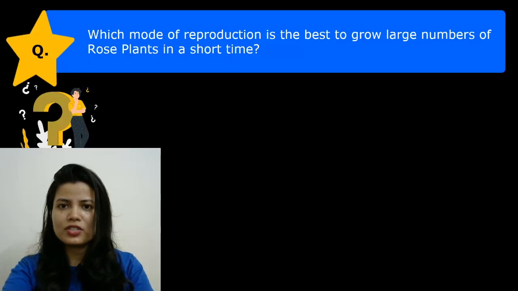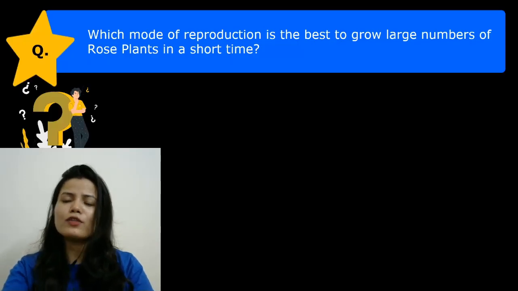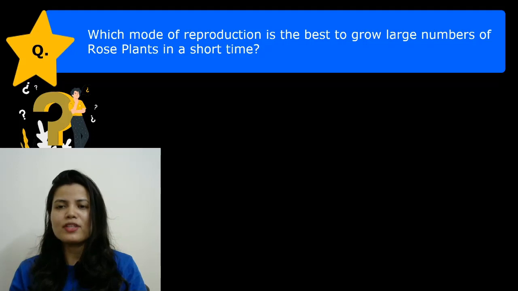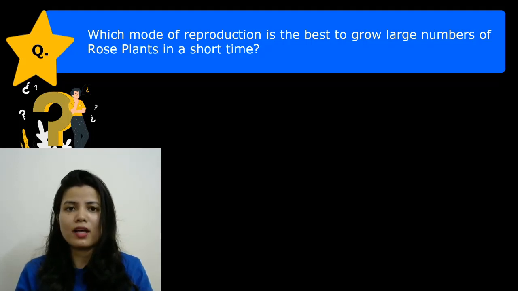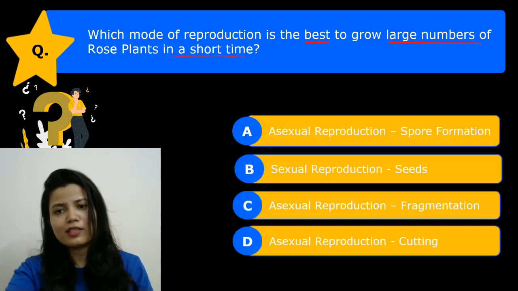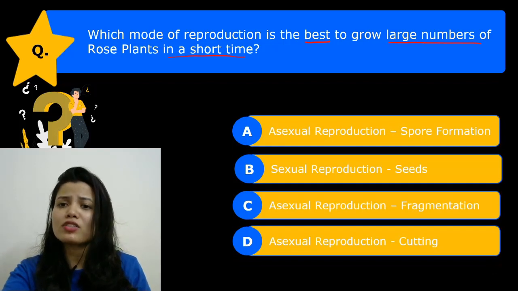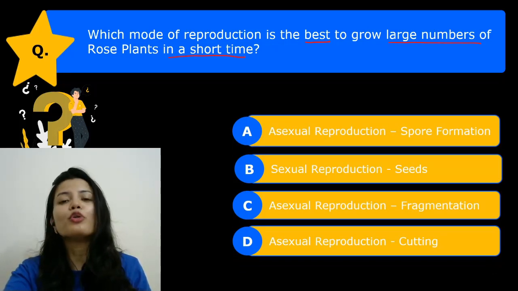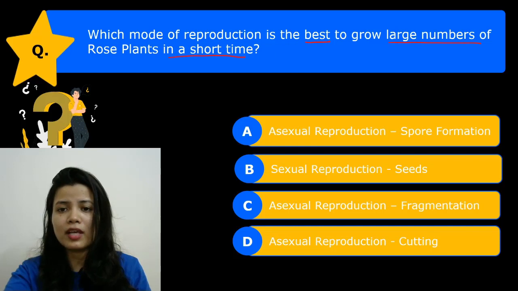The first question in the biology part was, which mode of reproduction is the best to grow a large number of rose plants? Okay. So first of all, mark the best and in a short time. One, we have to grow a large number of plants, and two, we have to grow them in a short time. So the options were as follows. Asexual reproduction by spore formation. No, spore formation does not occur in rose. The second option is sexual reproduction by seeds.